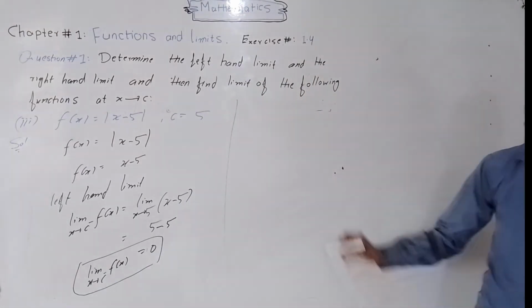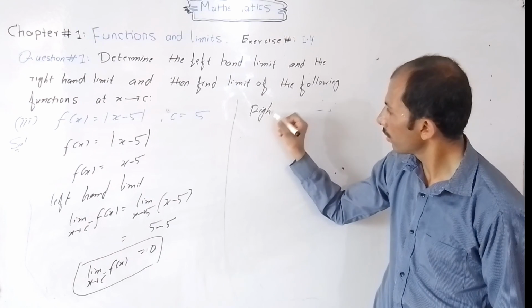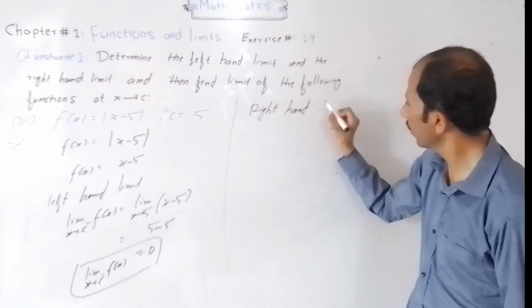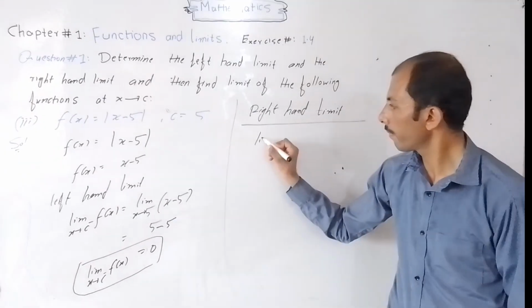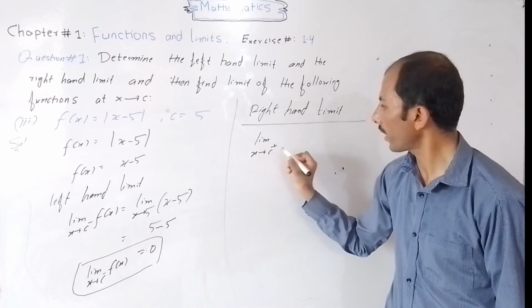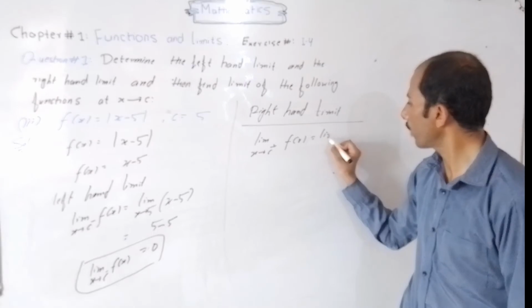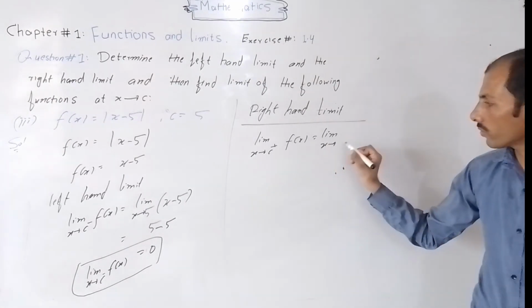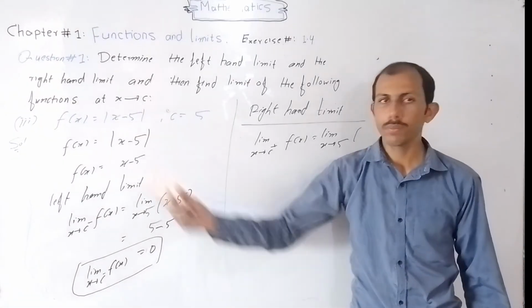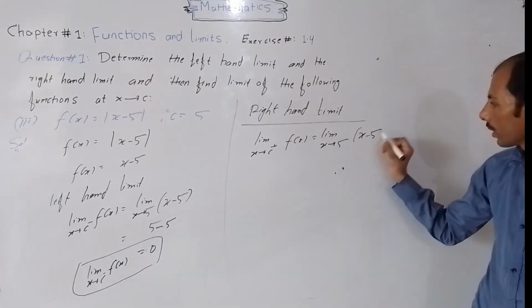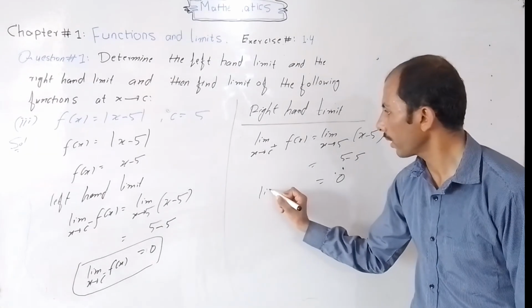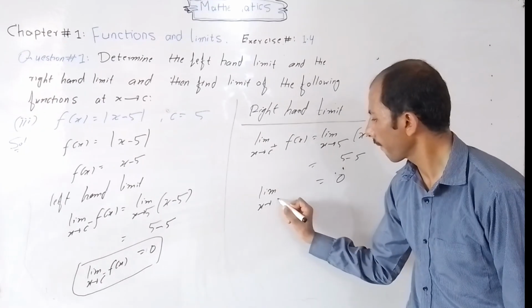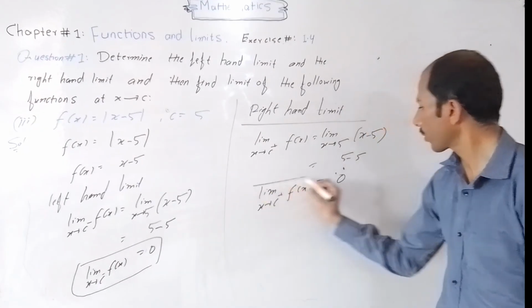Next, right hand limit. First, limit as x approaches c, positive sign, of f(x) is equal to limit as x approaches c, value of c is equal to 5, of f(x), value of f(x) is equal to x − 5, which is equal to 5 minus 5, which is equal to 0. Right hand limit is equal to 0.